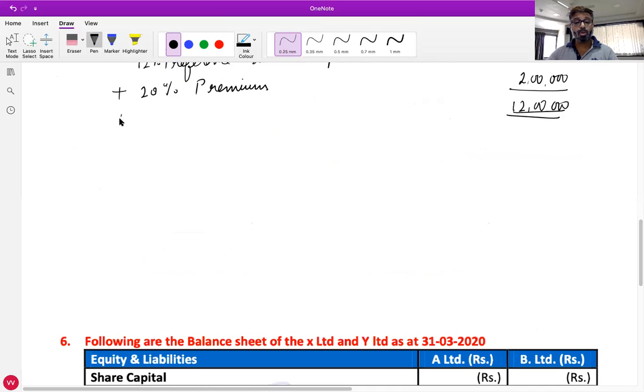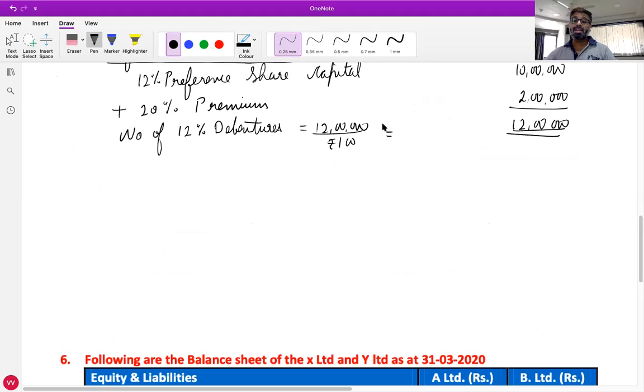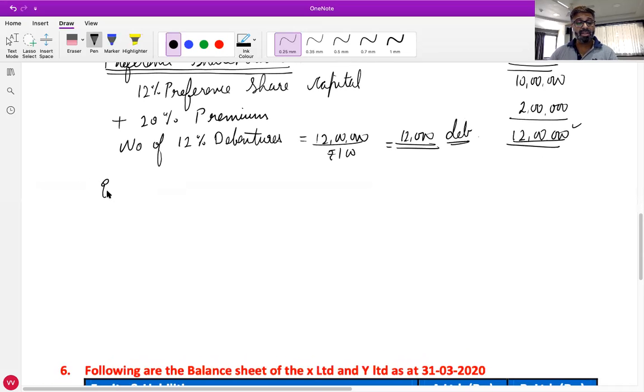How are we going to pay them? 12% debentures of Y Limited. So how many 12% debentures will be given? 12 lakhs divided by 100. The debentures always have 100 face value. So how many debentures would be given? 12,000. 12,000 debentures of rupees 100 each will be issued to satisfy 12 lakh rupees. Is this clear to everyone?